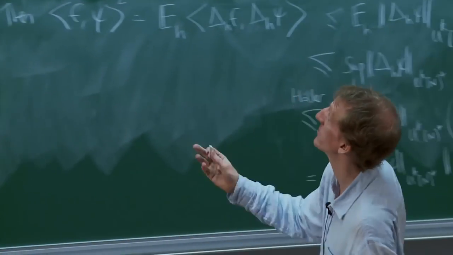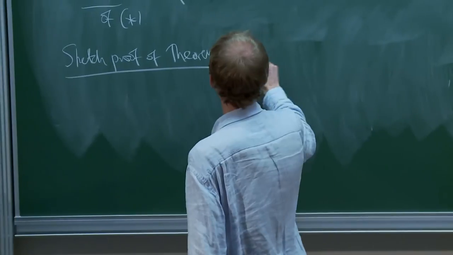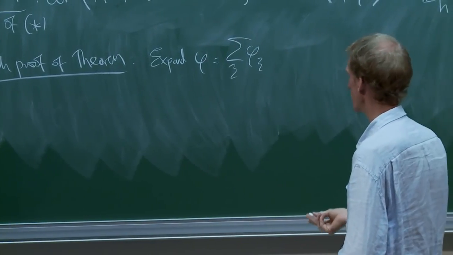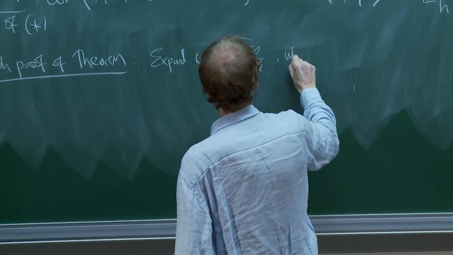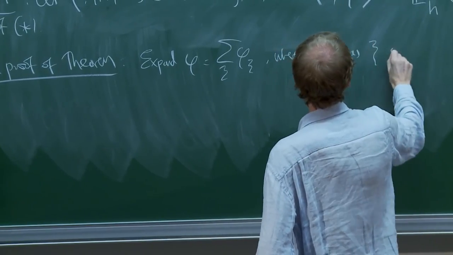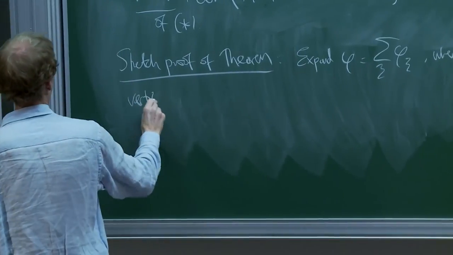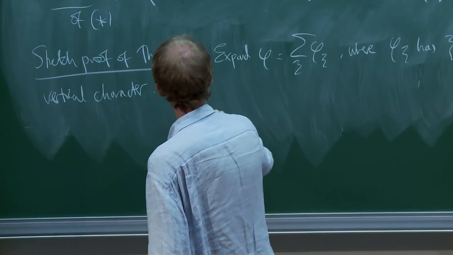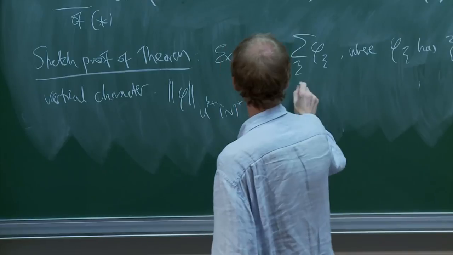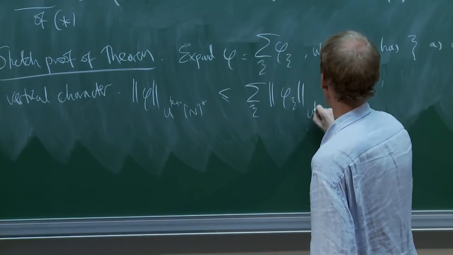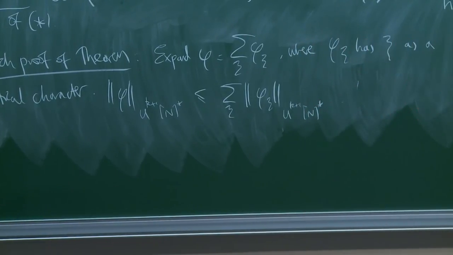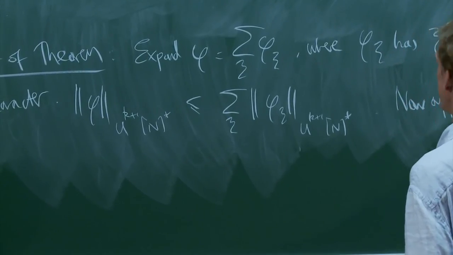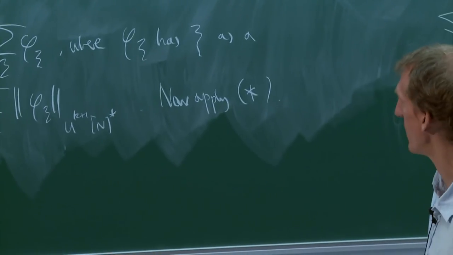But before you go and apply the induction, you first need to expand phi into vertical characters. So expand phi as a sum of automorphic functions with a vertical character psi. And then, just by the norm property, the dual norm of this is at most the sum over psi of the dual norms of those. Then apply star. Oh, sorry, I don't mean Gowers norms of phi. I mean the Gowers norms of phi.